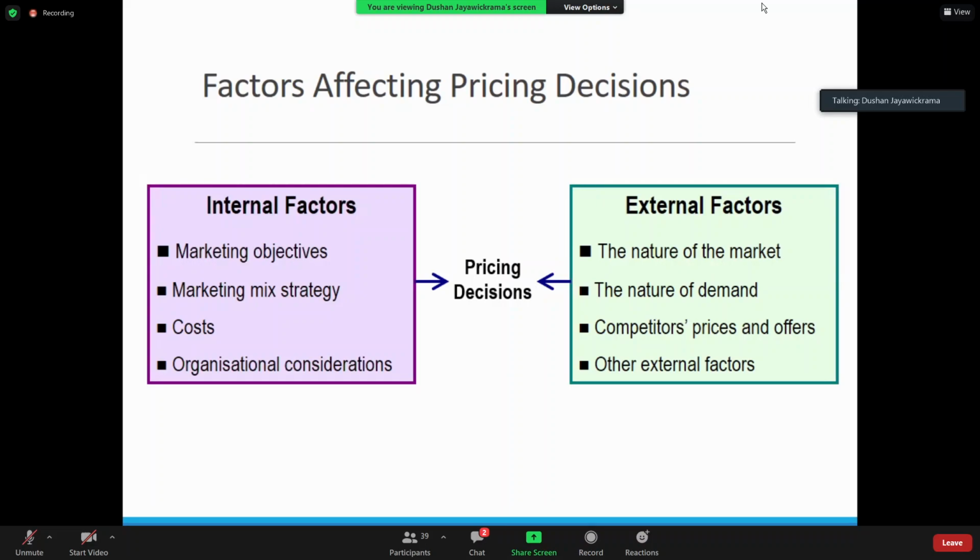Very psychologically connected. Price is psychologically attached. It's a psychological pricing. So these are some of the things we can discuss openly.